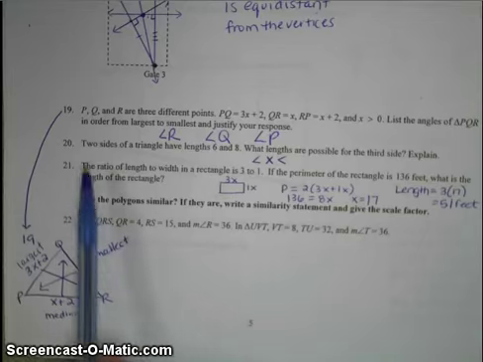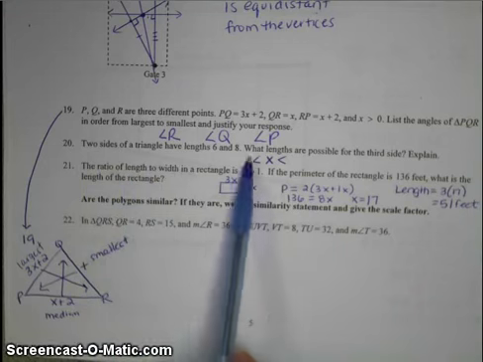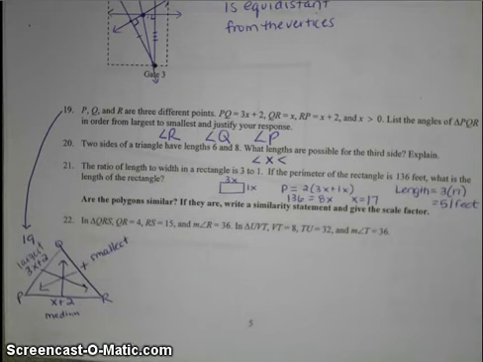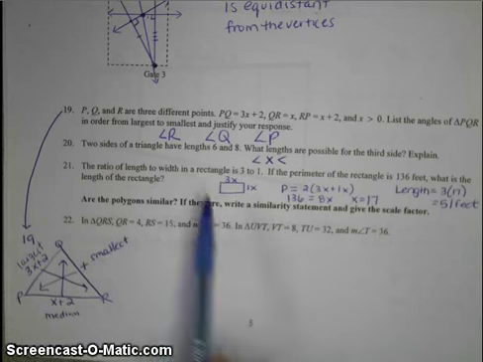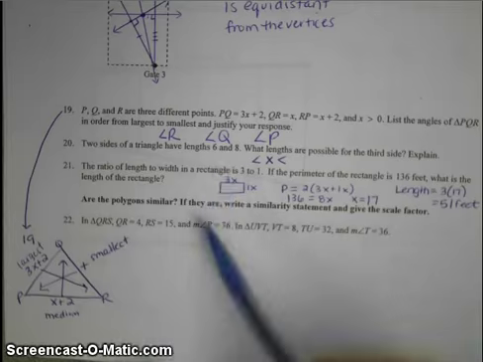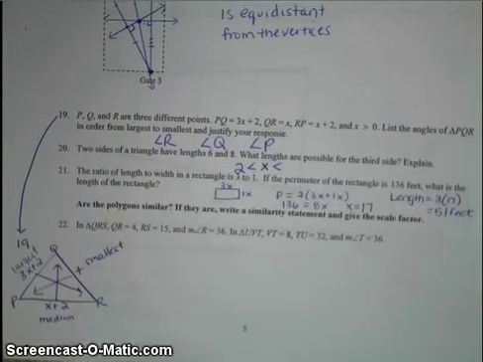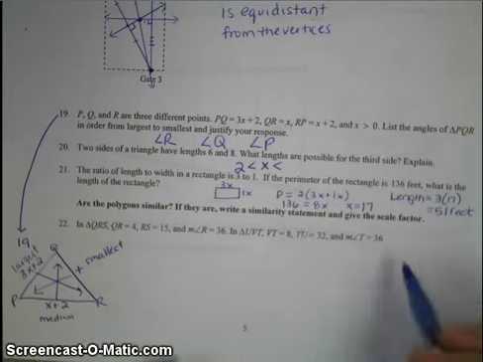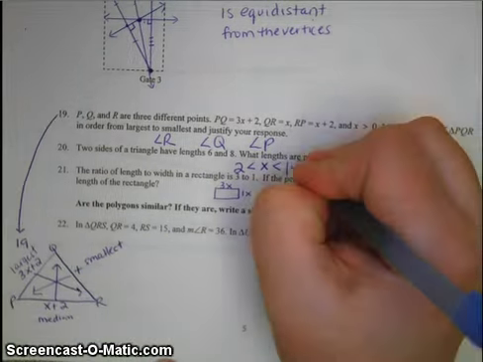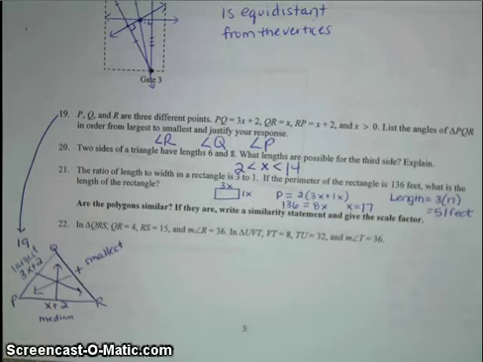Alrighty, number 20. Two sides of a triangle have lengths 6 and 8. What lengths are possible for the third side? So again, as we just saw on the last page, I know that to find the range of the third side, I'm going to subtract these values. So 8 minus 6 is 2, and then I'm going to add the values. So 8 plus 6 is 14. So the length can be anywhere between 2 and 14.